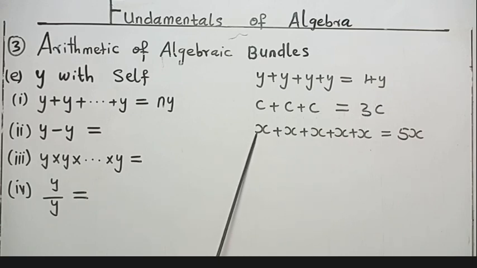What about x plus x plus x plus x plus x? X also can represent any number at all, like y and c. So x plus x plus x plus x plus x, x is here. It appears how many times in the process? 5 times. See the 5 here.